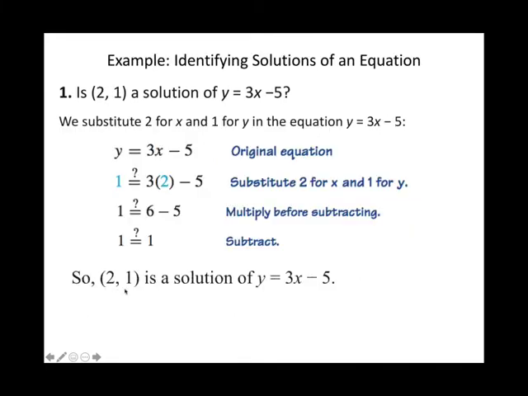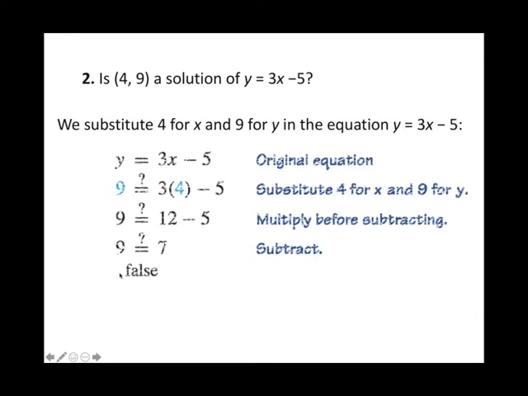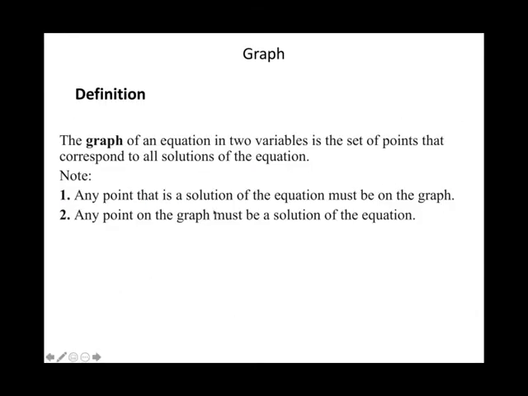I know (2, 1) is a solution of this equation. If we could find more ordered pairs that are also solutions of this equation, then all these coordinates will be on the same line here. So this means any point that's a solution of the equation must be on the graph, on the same straight line here.